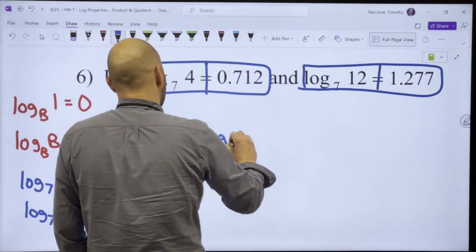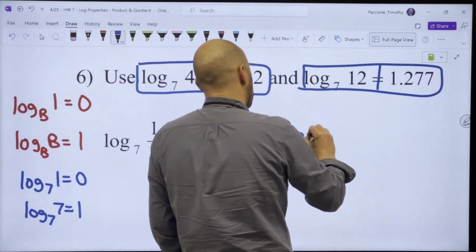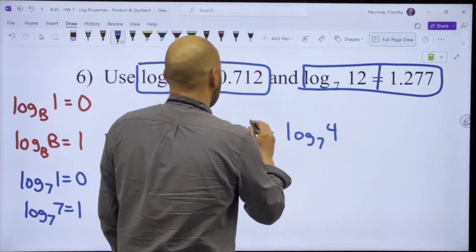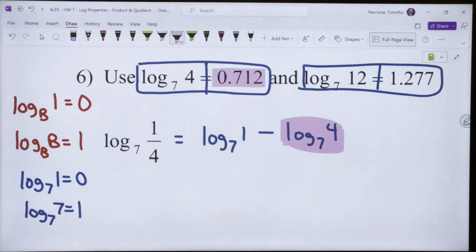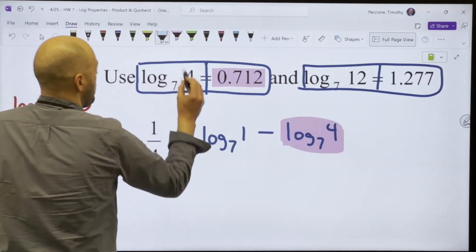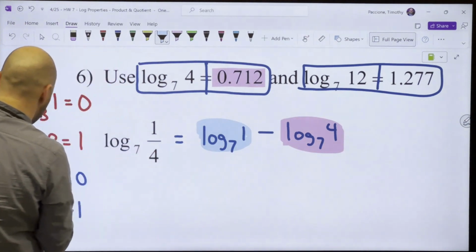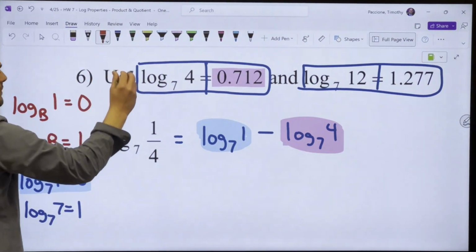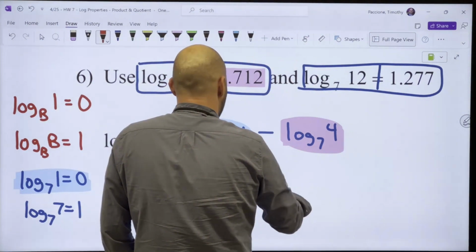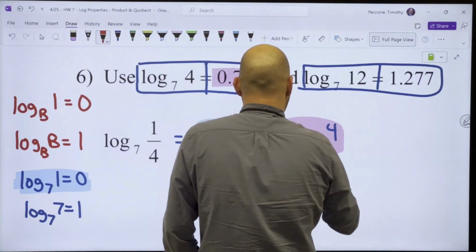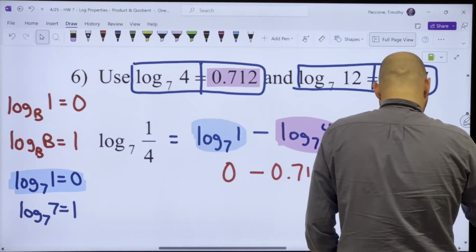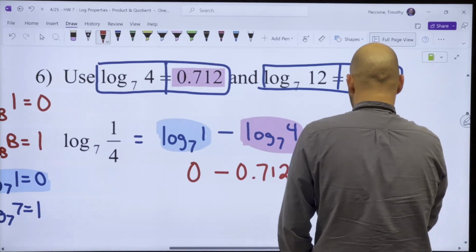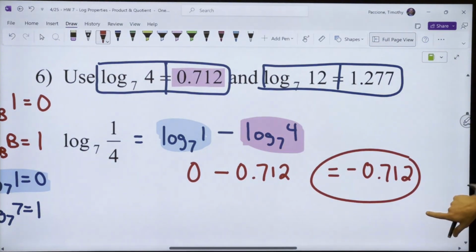Yep, log base 7 of 1 minus log base 7 of 4. This one was given, right here, we can plug in for that. What else do we see now? Log base 7 of 1 is 0. All right, so I'll take this one all the way. That gives us 0 minus 0.712, which is equal to negative 0.712. Does that make sense?